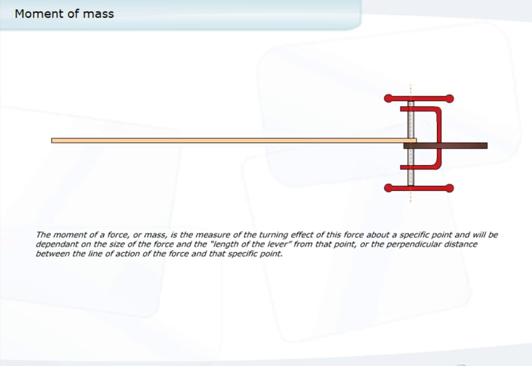The moment of a force or mass is the measure of the turning effect of this force about a specific point and will be dependent on the size of the force and the length of the lever from that point. The moment equals the weight times the distance from a specific point. In stability problems, this would normally be expressed in tons meters.